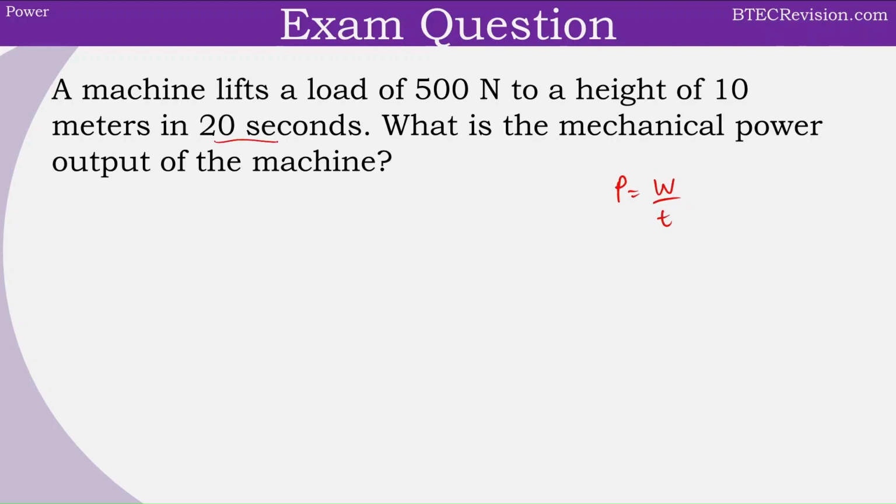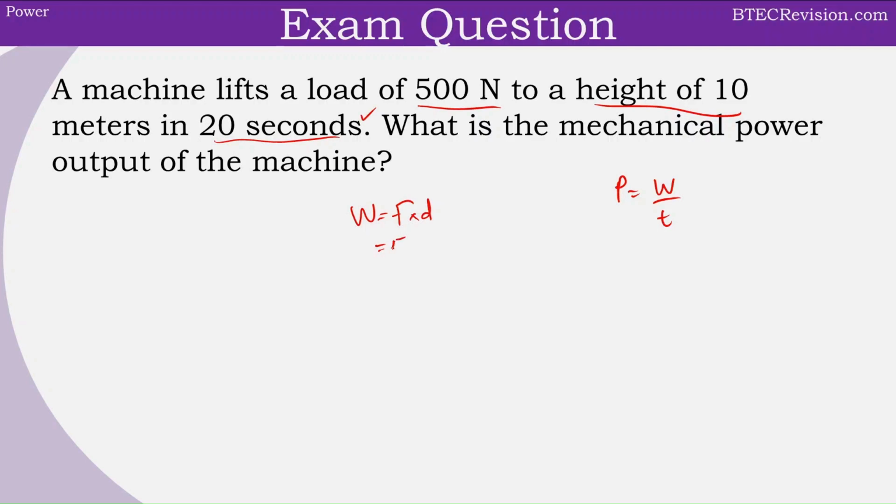Okay, we have time, which is 20 seconds, but we don't have work done. Instead, we have force and a height, and we need to get work done from these values here. So if we think, last lesson, we looked at an equation that links work done with force and distance. Work done equals force times distance. So we can work that out through this equation from last lesson.